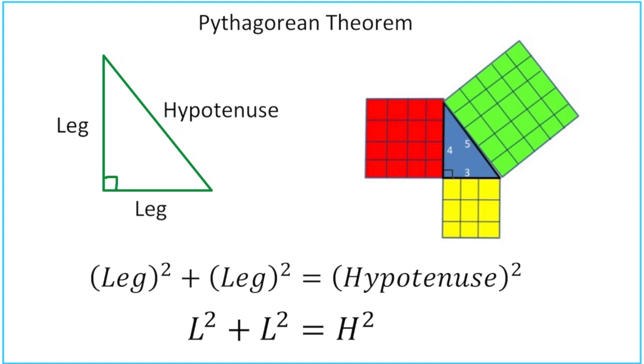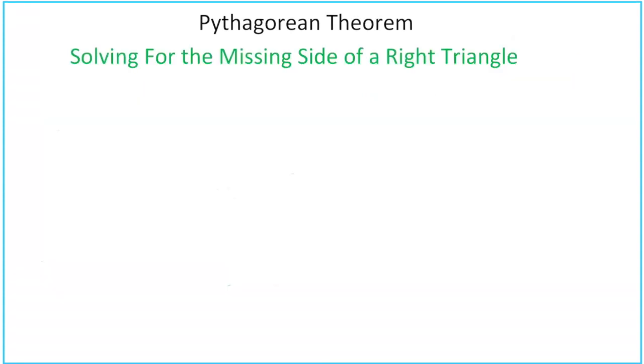Another reason to stick with L squared plus L squared equals H squared is that when we get into trigonometry with right triangles, we are going to constantly be labeling our opposite leg, our adjacent leg, and our hypotenuse. So we might as well stress the idea that we have a leg, and a hypotenuse by calling them that. Leg squared plus leg squared equals hypotenuse squared, instead of that more popular A squared plus B squared equals C squared. The most common use of Pythagorean theorem is solving for the missing side of a right triangle.